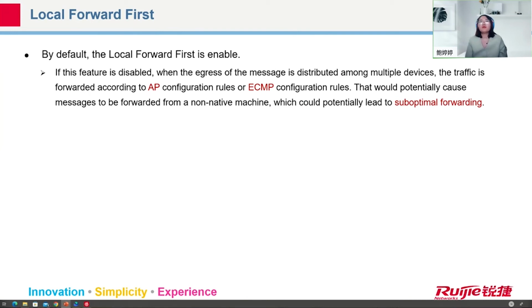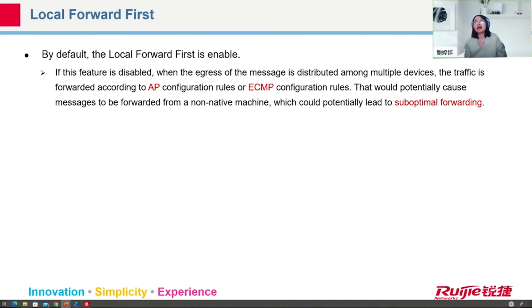Another one is local forward first. Local forward first means if we check the table and find a lot of out interfaces, we hope we can use the local forward first, with a higher priority. Because if you choose other devices to help forward out, although maybe you can finally forward the traffic to the destination, the traffic passes through several devices, and the path may become sub-optimal forwarding. So we hope local forwarding first is enabled, and by default, this function is enabled.